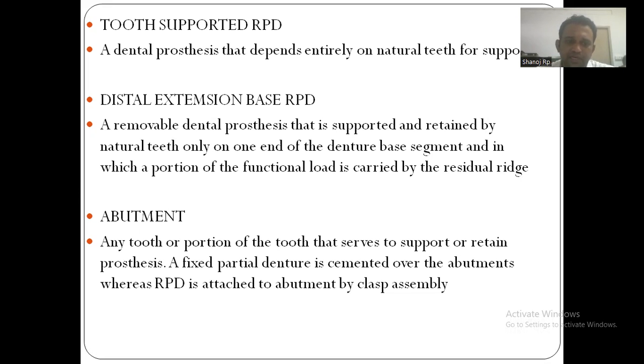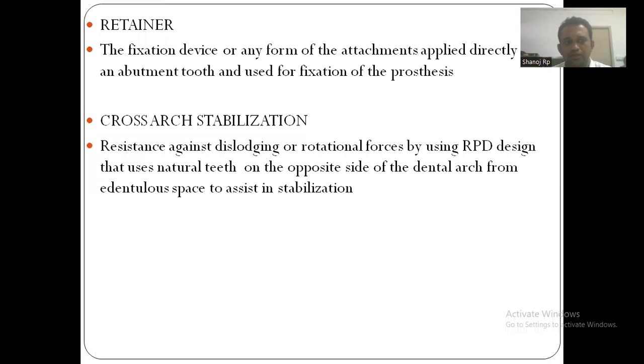Now coming to the abutment: any tooth or portion of a tooth that serves to support or retain the prosthesis is termed an abutment. A fixed partial denture is cemented over the abutments, whereas in an RPD, it is attached to the abutment by a clasp assembly. Retainer: it is the fixation device or any form of attachment that is applied directly to an abutment tooth and is used for fixation of the prosthesis. Now, coming to cross-arch stabilization, it is the resistance against dislodging or rotational forces by using an RPD design that uses natural teeth on the opposite side of the dental arch from the dental space to assist in stabilization.